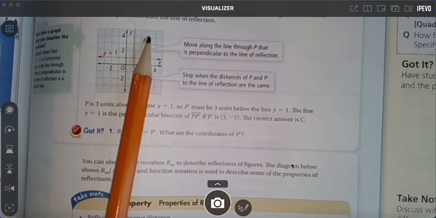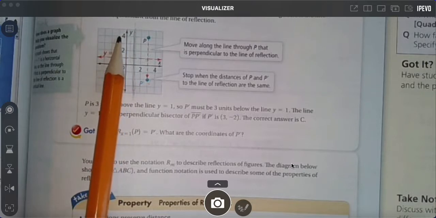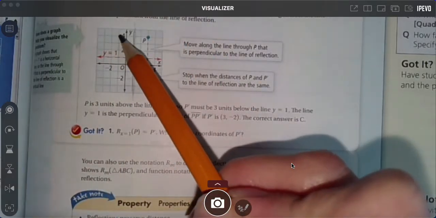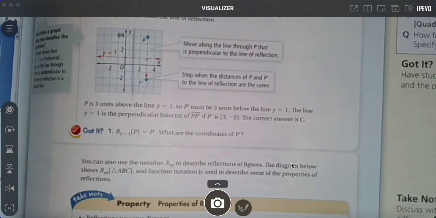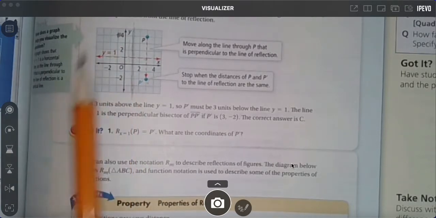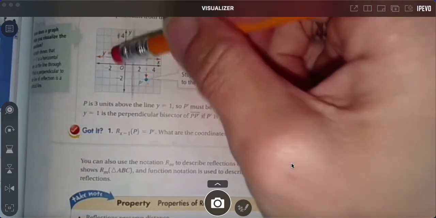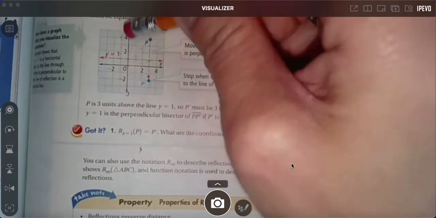How far am I from that line? 1, 2. So how far over am I going to go from there? 1, 2. So what would be this new ordered pair? Well, I would go over -1 and up 4. Does everybody kind of understand that? It would be -1 and up 4. Okay, let's see if I have another one.